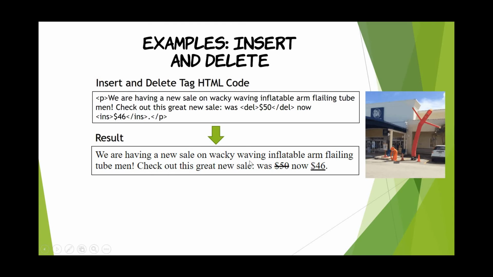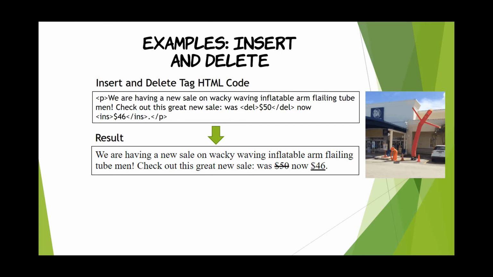If you look below, you can see the results. So that delete tag actually deletes this $50, but still shows it with a strike through it. And then the insert tag underlines that new price. I'm sure you've seen websites do this before, where they keep the old price there to make you seem like you're making a great deal, and then they show you the new price. In this case, we're saving $4 on these awesome wacky waving inflatable arm flailing tube man. So that would be pretty awesome. $4, that's almost 10%, but you know, that's how it goes.